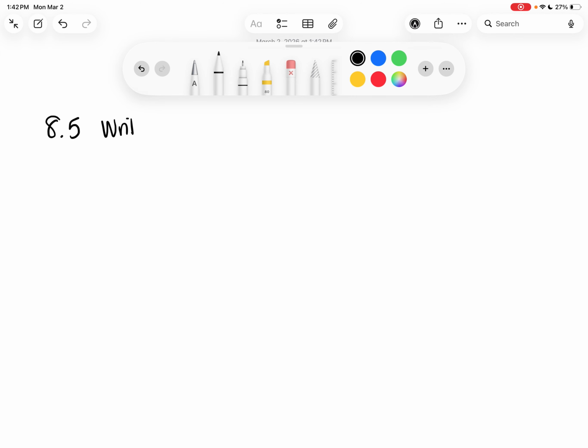8.5, write and graph exponential growth functions. This sounds confusing. And I bet you would never guess, but tomorrow we're going to be graphing decay functions.